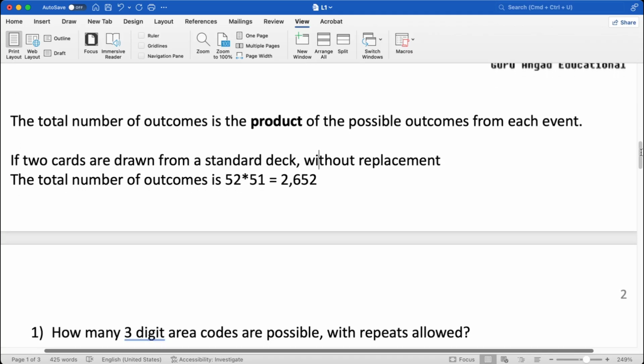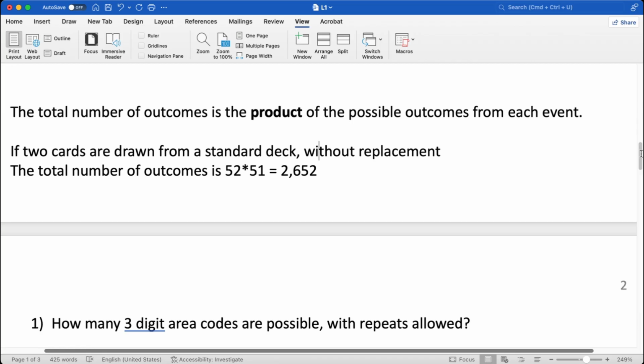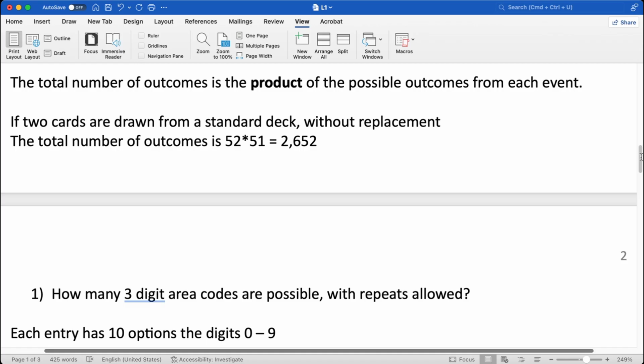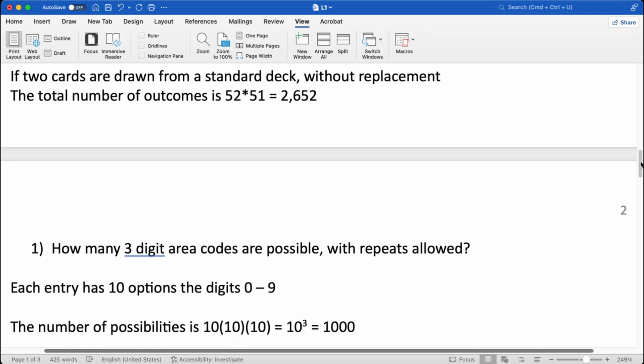All right, another example here. How many 3-digit area codes are possible with repeats allowed? Now, there are certain restrictions here that would have to be subtracted in the real world. We can't start with 0. Things like 311, 911 are not possible area codes. But just to get a raw total here, we want 3 digits. Each entry could be anything from 0 to 9, leaving 10 options for each entry. Multiplying that together, we get 10 times 10 times 10, which is 10 to the third, or 1,000 possible area codes.